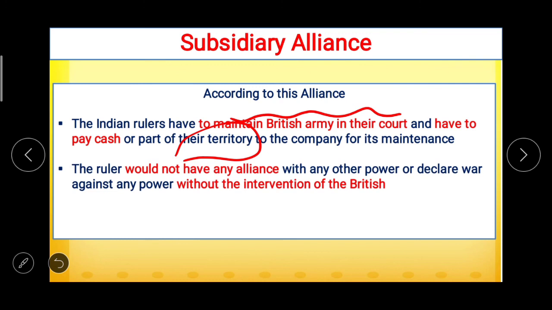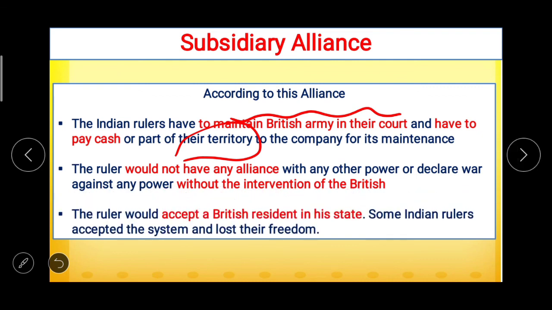The ruler would not have any alliance with any other power or declare war against any power without the intervention of the British. It means that it was direct hold of British army over that particular king or over that particular ruler. The ruler would accept a British resident in his state, and some Indian rulers accepted the system and lost their freedom.